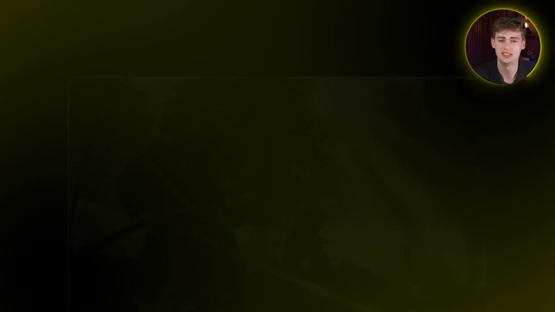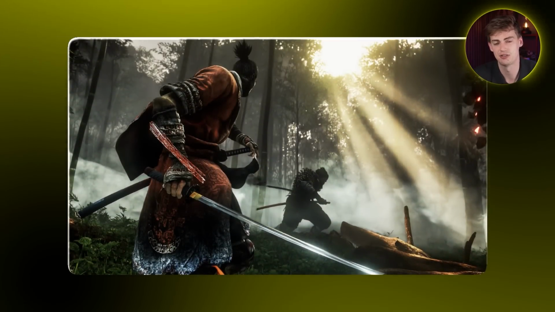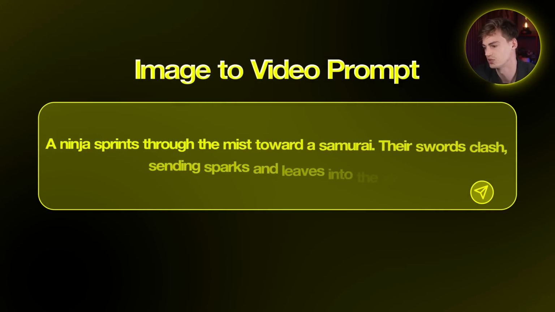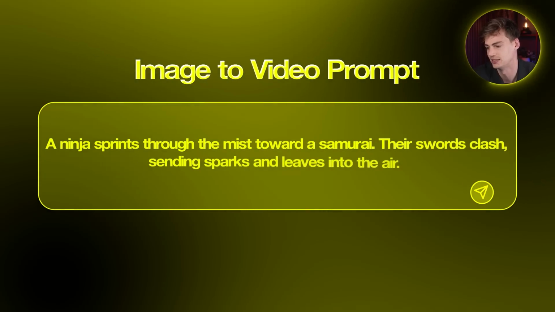Next up, I got this image that looks like it is taken straight from a video game. Now this image, we have a difficult prompt to use with it. So I have the prompt: a ninja sprints through the mist towards a samurai. Their swords are clashing, sending sparks and leaves into the air.